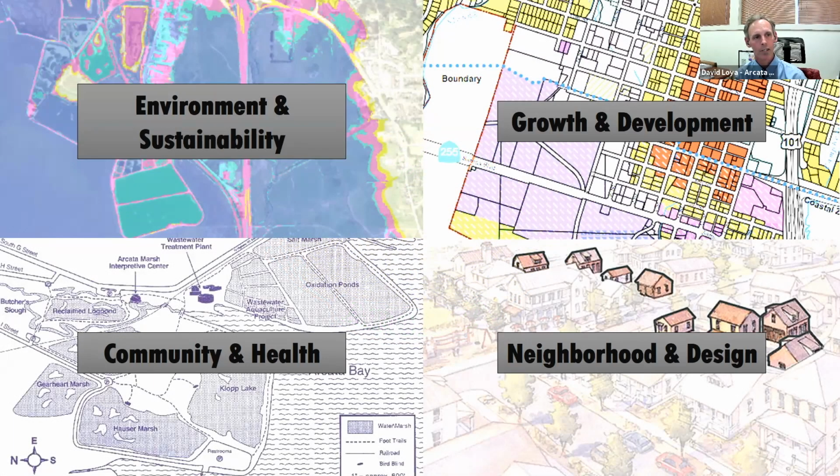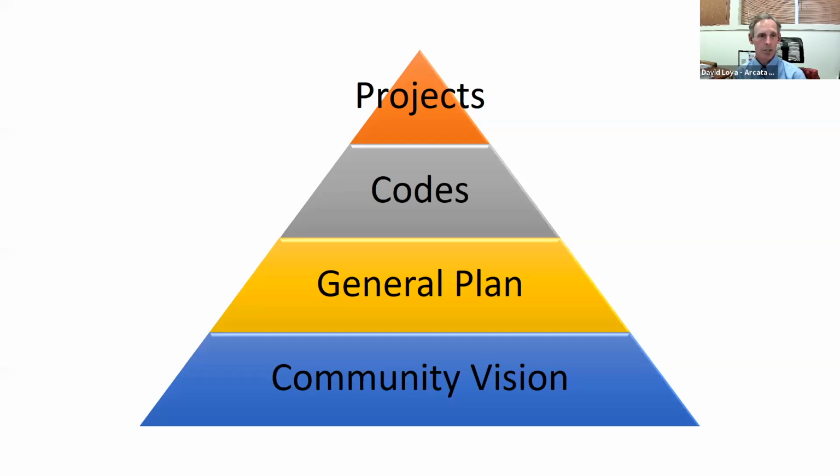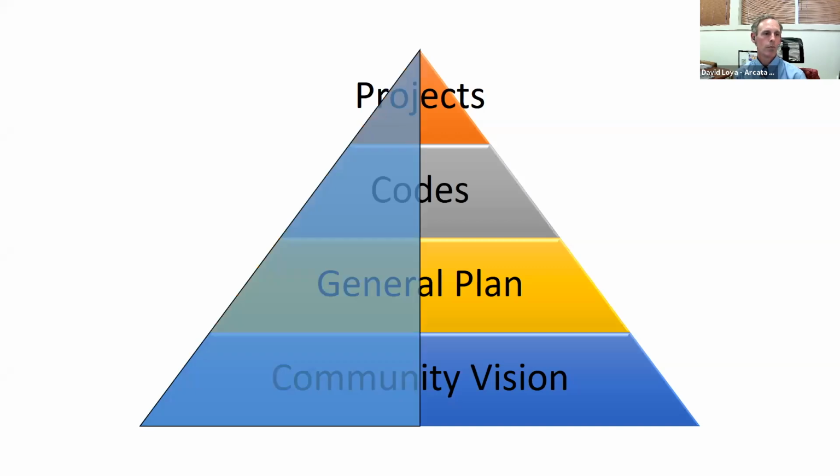Policy creates projects which enhance people's experience of this community. This is the general plan pyramid. Now, part of what we're doing tonight, as I mentioned earlier, is looking at social justice and racial equity. And why are we doing that?